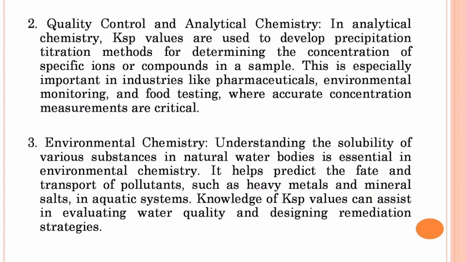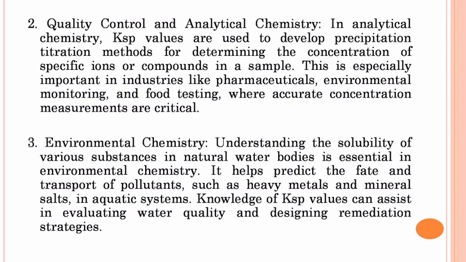Second, quality control and analytical chemistry. In analytical chemistry, Ksp values are used to develop precipitation titration methods for determining the concentration of specific ions or compounds in a sample. This is especially important in industries like pharmaceuticals, environmental monitoring, and food testing, where accurate concentration measurements are critical. Third, environmental chemistry.